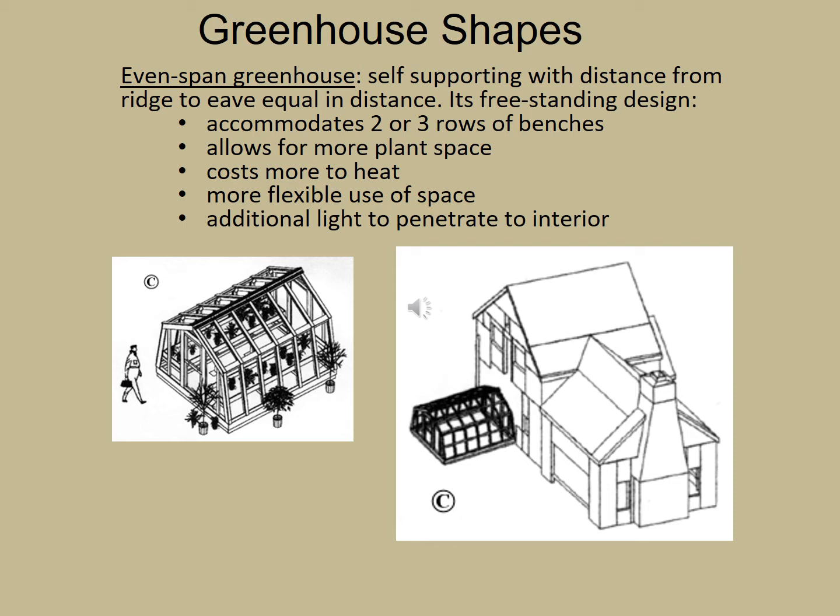You have more space for plants, more square footage than something that's just like an A-frame. It costs a little bit more to heat if it's freestanding or if it's not up against a house. Because of that, it's got the ambient atmospheric air all around it, so it's going to lose more heat to the atmosphere, but more flexible use of space, and it provides a lot of good light penetration to the interior.